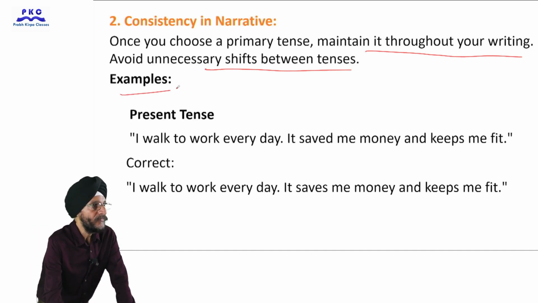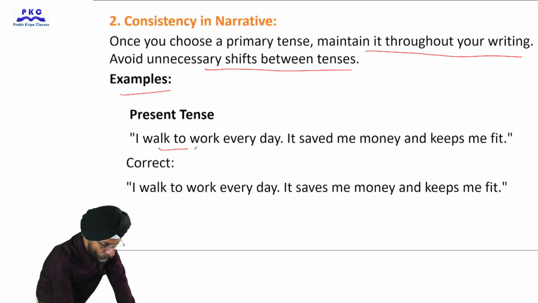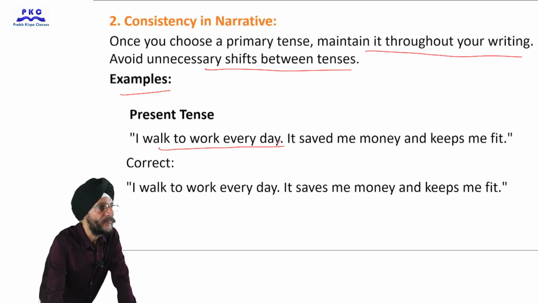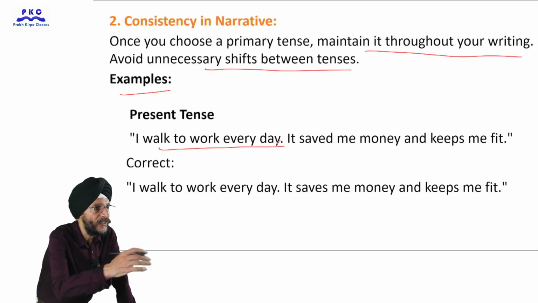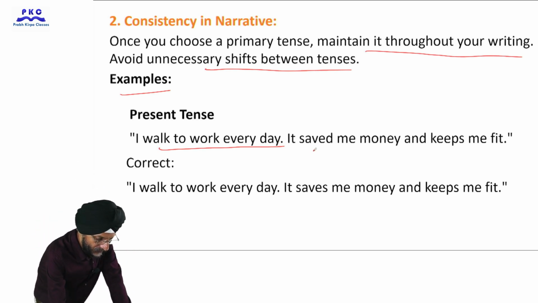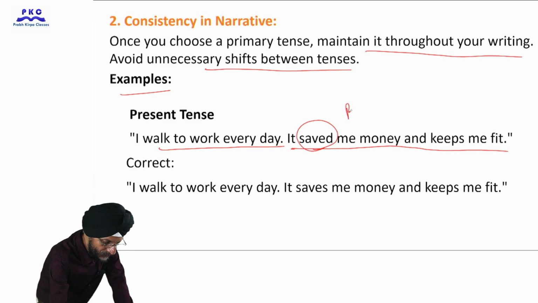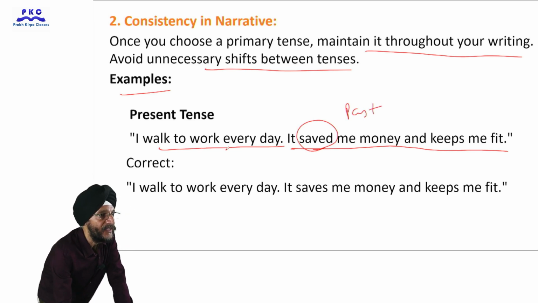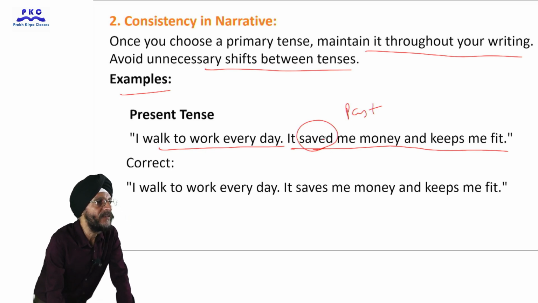Examples: present tense. I walk to work every day. Here we are talking in the present, what we do daily. It saved me money and keeps me fit. Here, saved refers to past, but here we were writing in present. So here we will write in present tense.